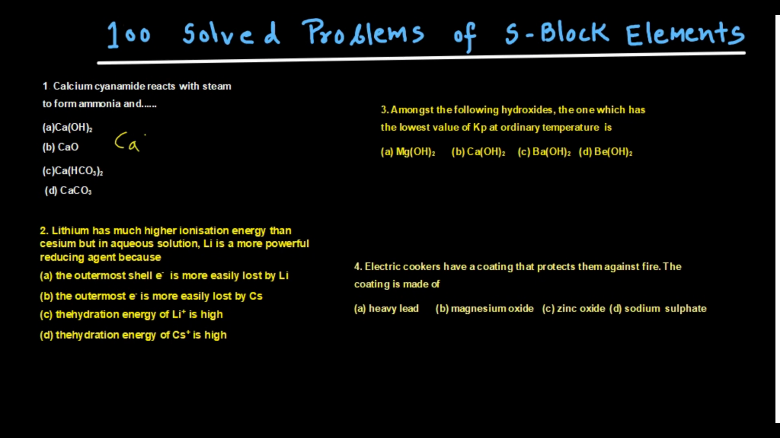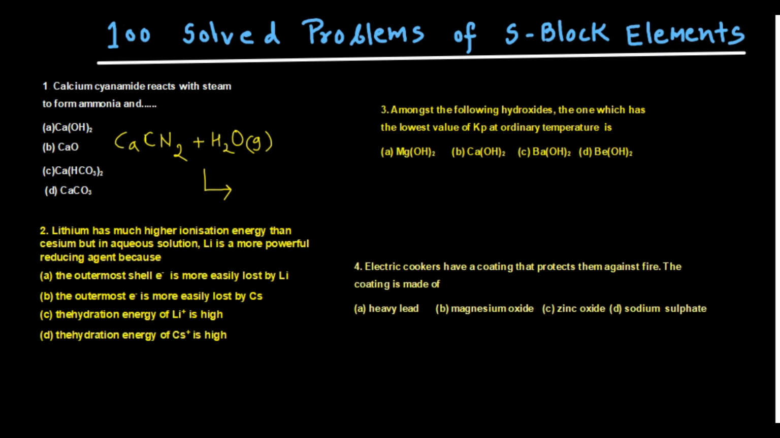So this is your calcium cyanamide, CaCN2, and it is reacting with steam, that means water. I'm writing g here, g stands for gas. So what products will you get here? I'm not having space, that's why I'm drawing the arrow in this manner. You can write it properly.